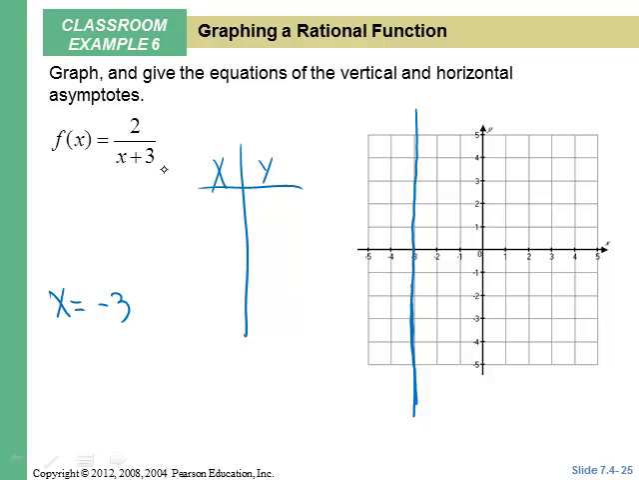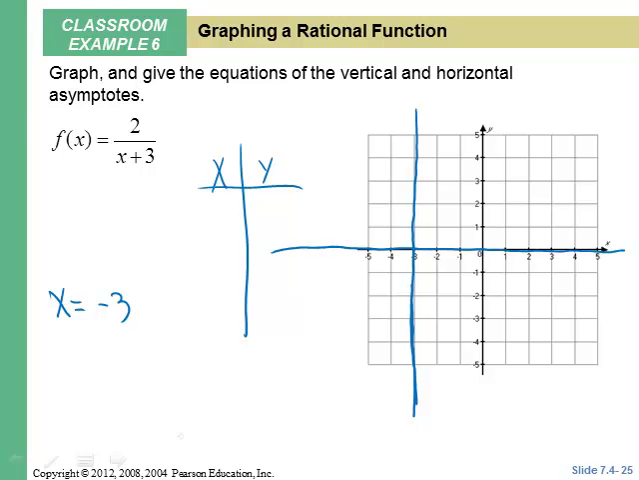y can't equal 0 because it can get close to 0, but it can't equal 0 because the numerator is a whole number. Okay, so we're going to have a horizontal asymptote also here at y equals 0.